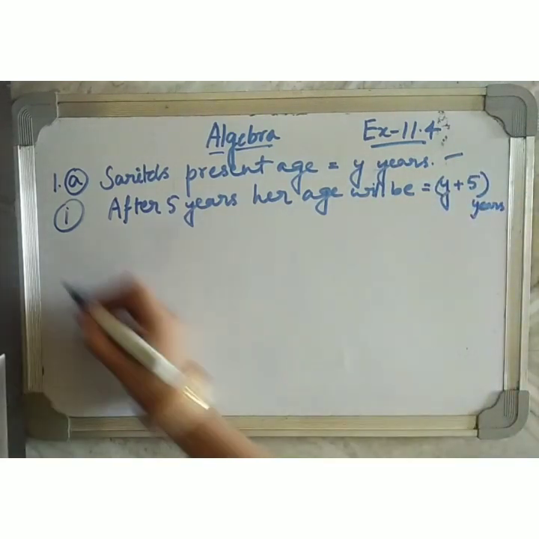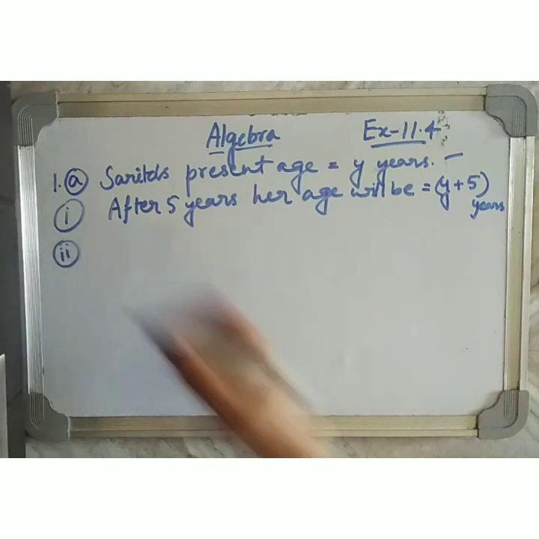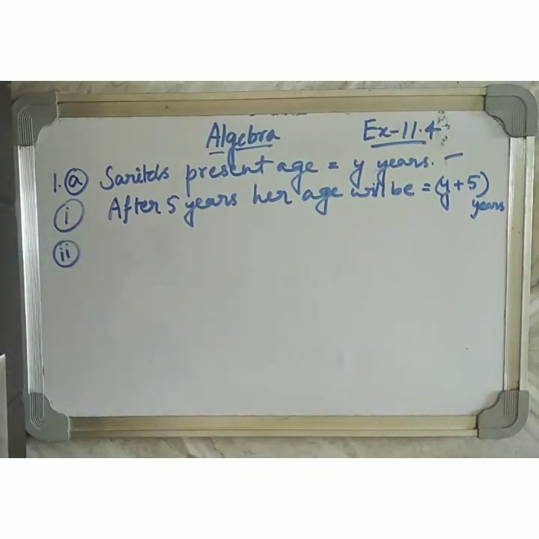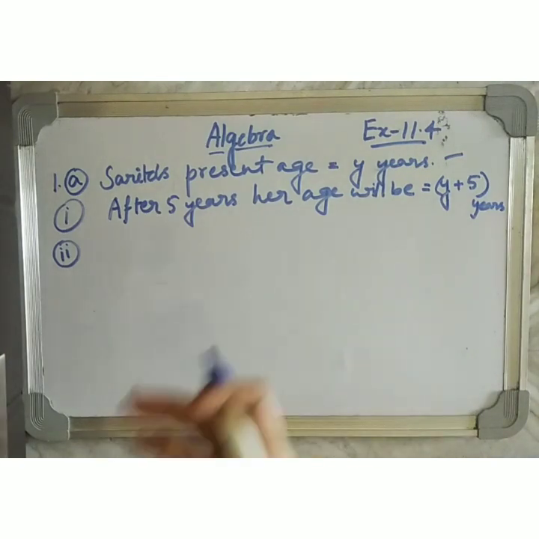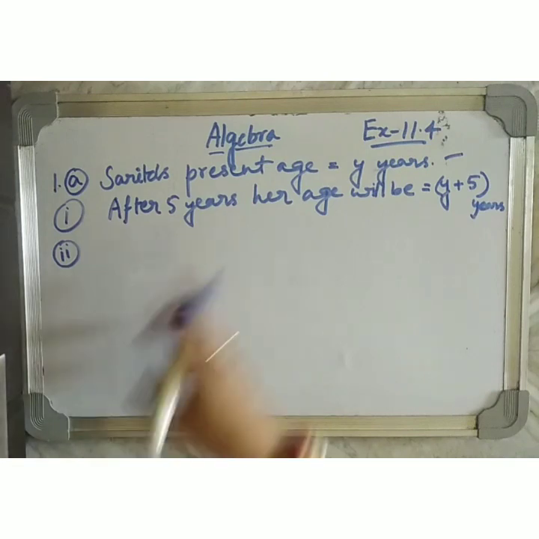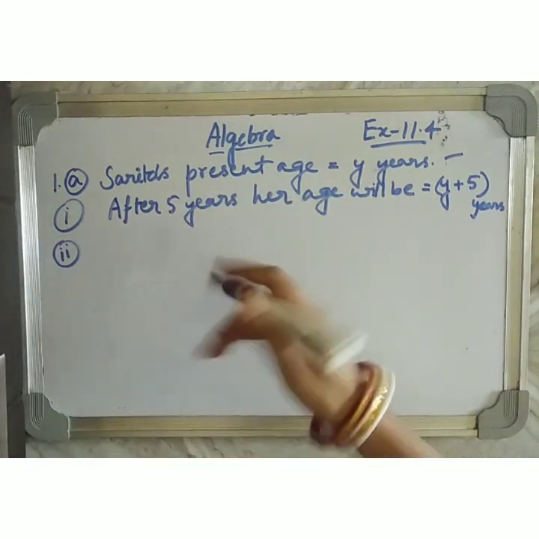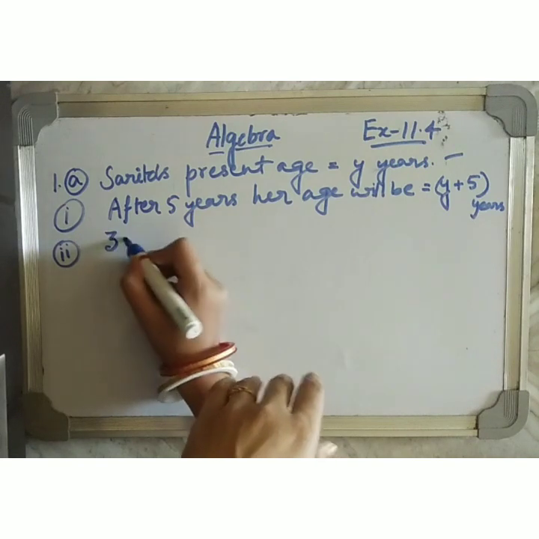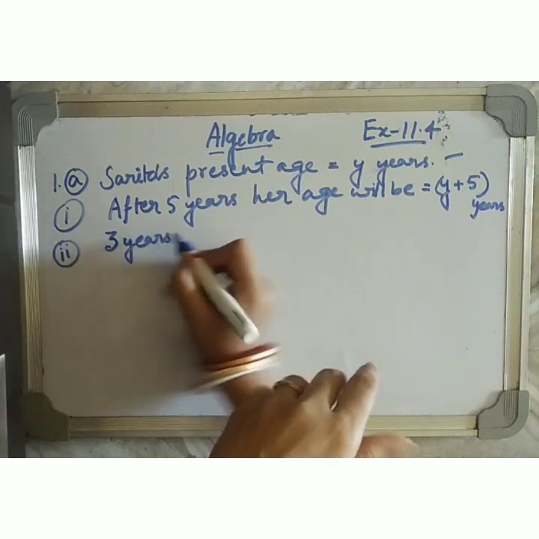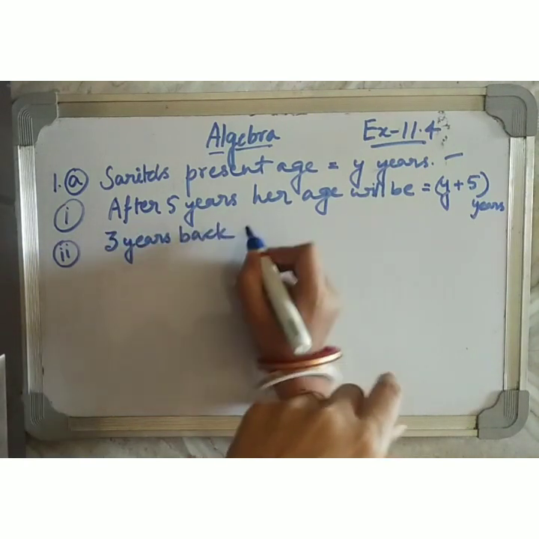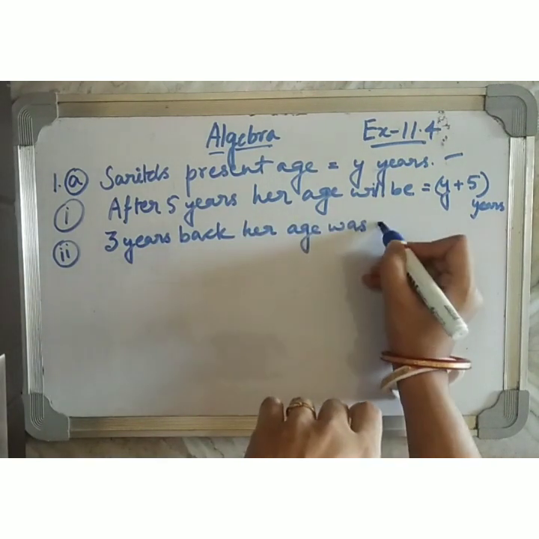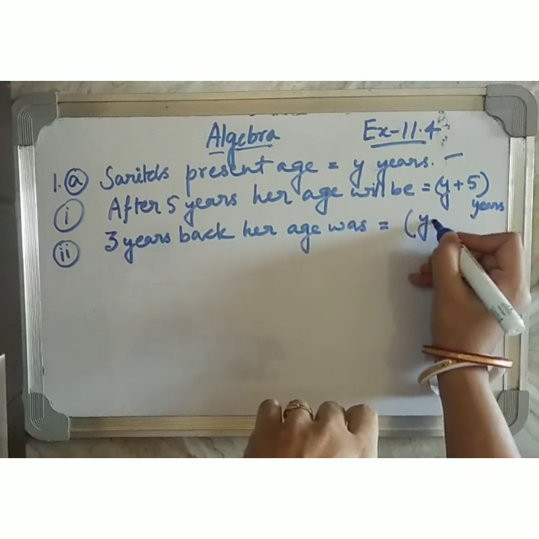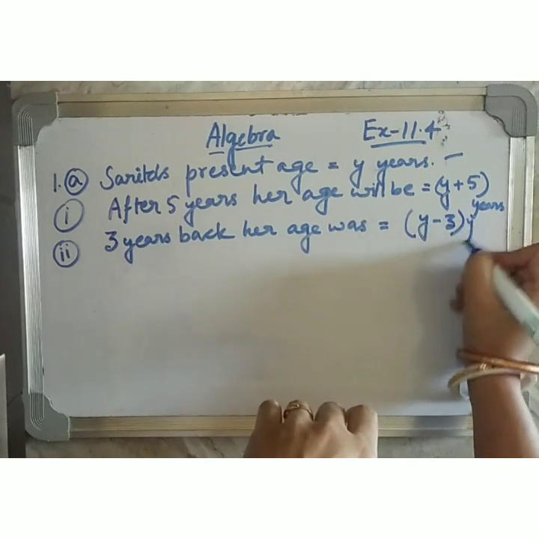Very easy. Now in the next question it is written, what was her age 3 years back? So 3 years back her age was 3 years less than her present age. Very easy. So 3 years back her age was y minus 3 years.